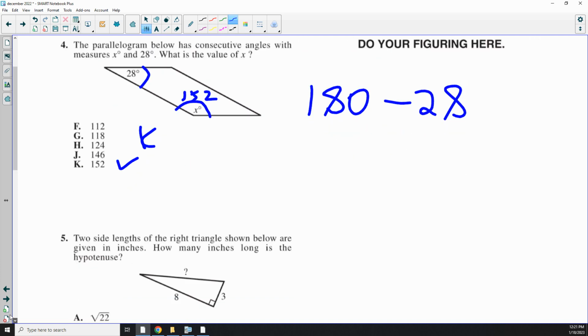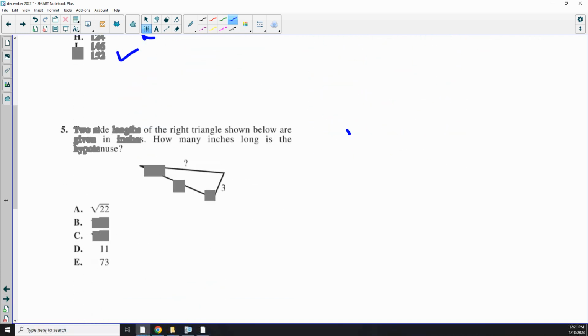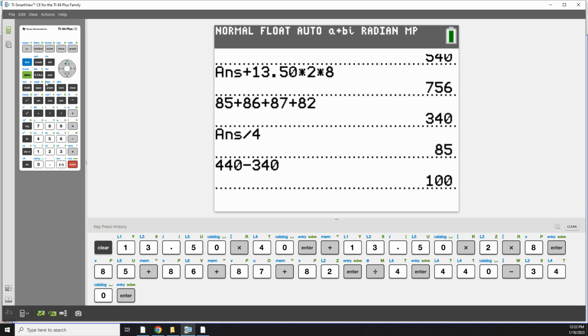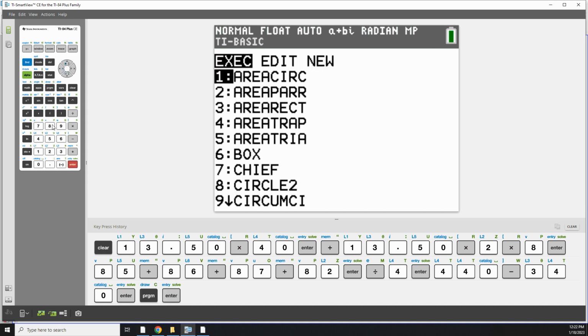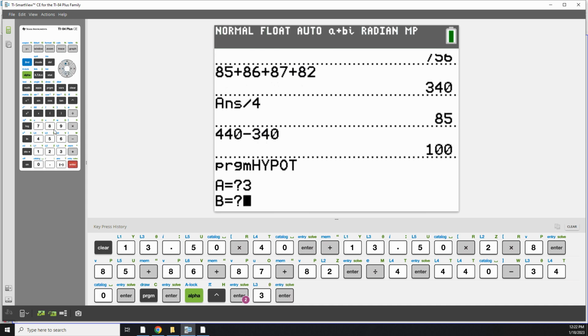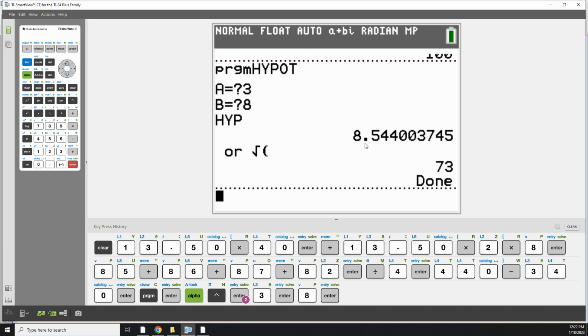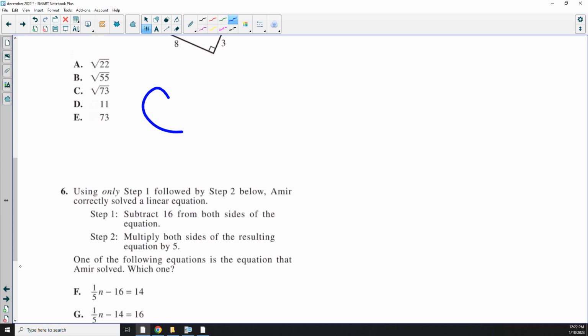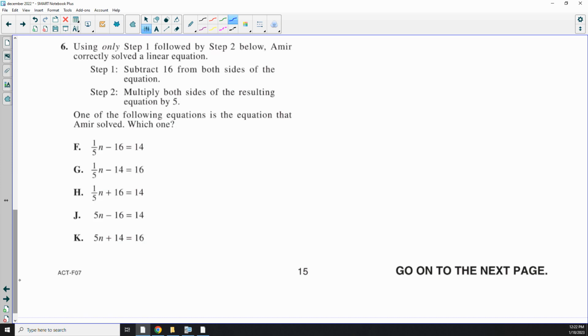I got a program for this one, first program of the day. This is Pythagorean theorem. So most mathematicians would do a squared plus b squared equals c squared. I, of course, have a cheater way to do it. You do what's called the program hypotenuse. So you go down to hypot, you enter the numbers, which are 3 and 8 for the legs, A and B, and there's the answer, 8.54, or the square root of 73, which is answer C. Any questions there?